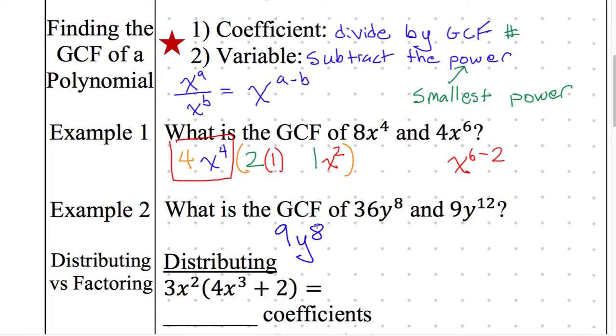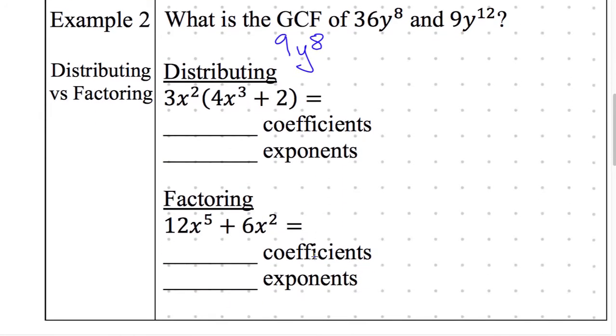All right. So, coming down here, distributing versus factoring. So, when I distribute 3x to the power of 4 into 4x to the power of 3, I'm multiplying these things together. Who can tell me what this is as an answer? 3x to the power of 2 distributed into each of these 2 terms. Who can distribute this for me? Martine? 12x to the power of 5 and 6x squared. Thank you, Martine.